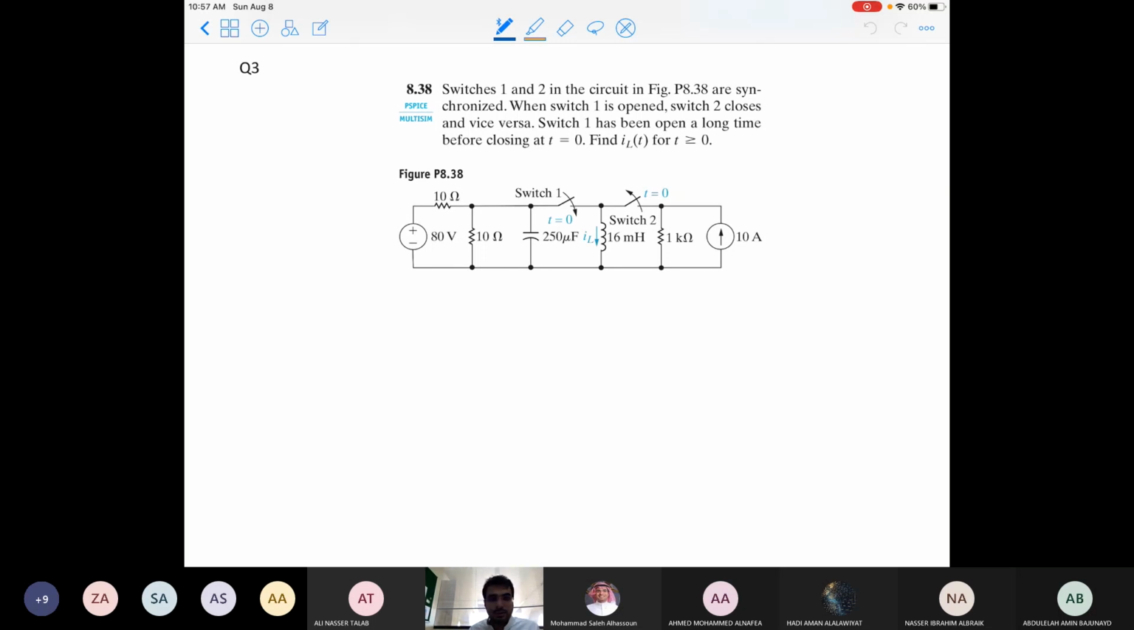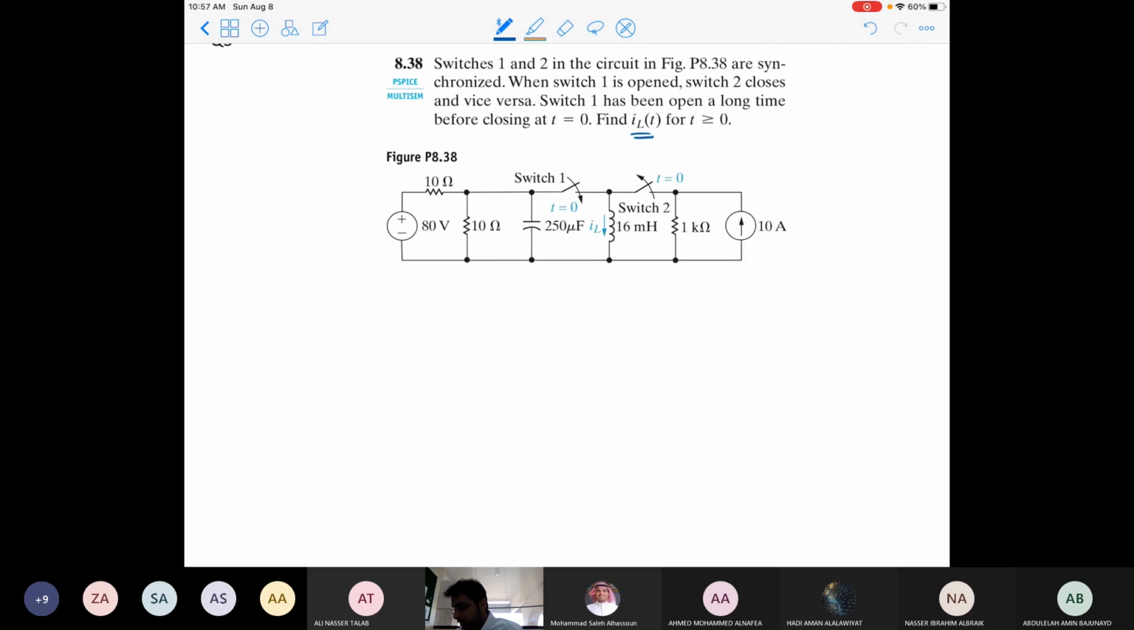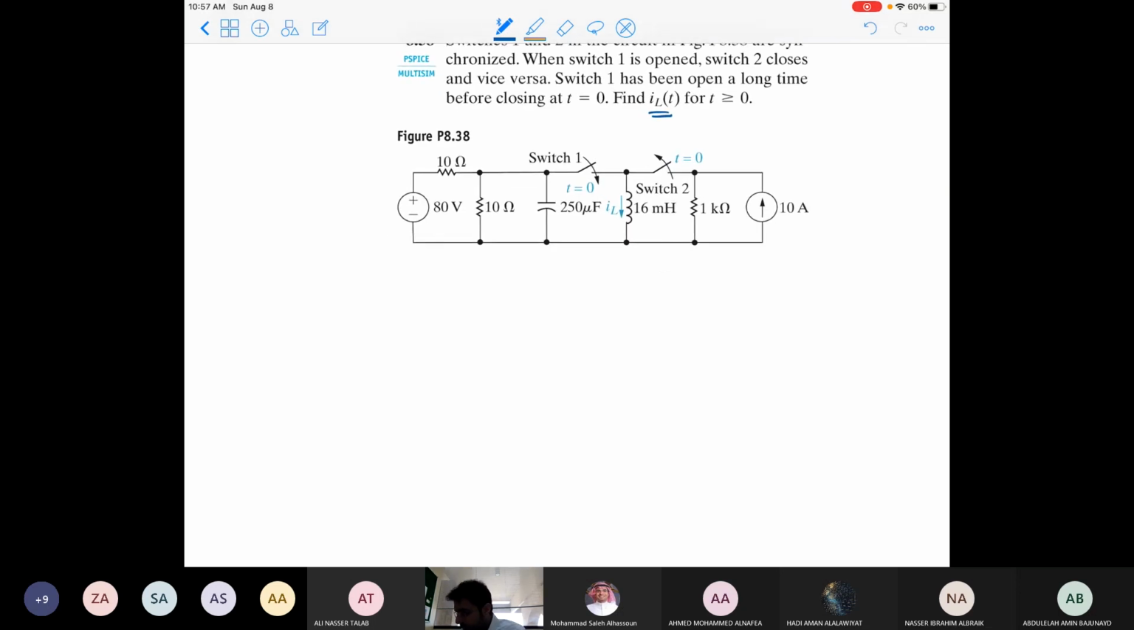So let's see what happens. We're asked to find the current passing through the inductor, iL of t. So let's see what happens for t less than 0. Let's draw the circuit for t less than 0.